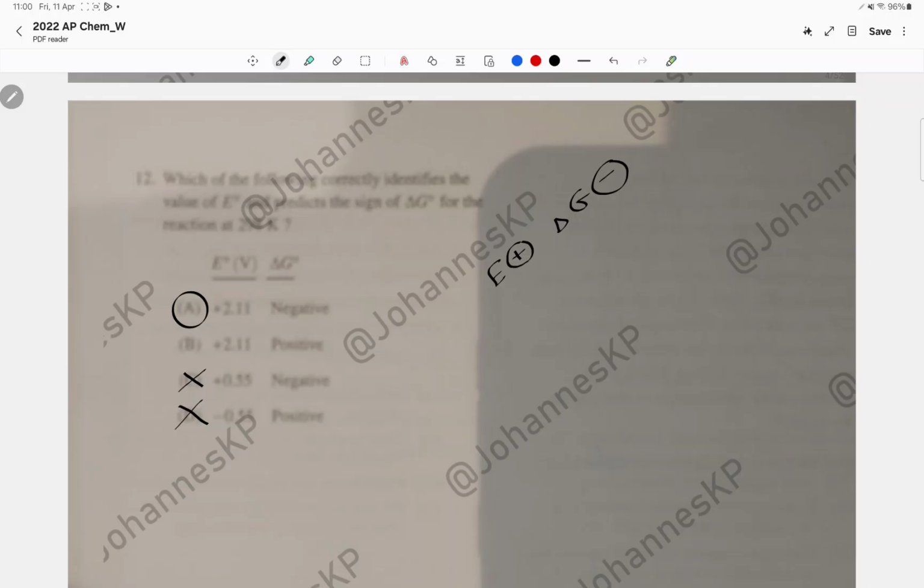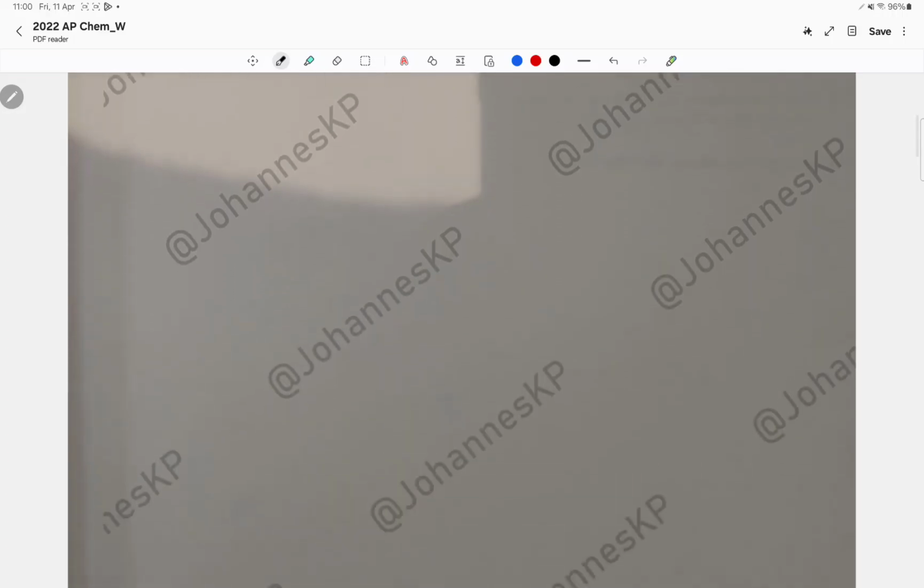In FRQs, are we supposed to mention the equation? Yes. If it was an FRQ, you must say delta G is equal to negative nF E cell, and you have to continue the work. Good.